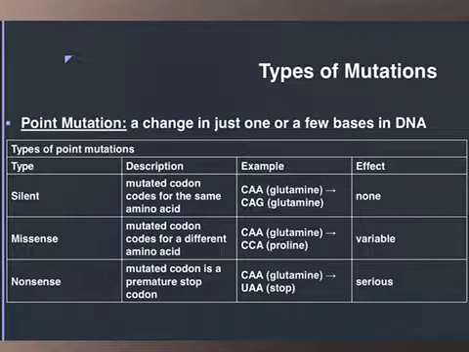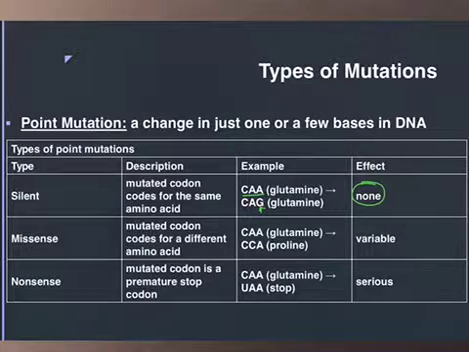So types of mutations. A point mutation is when you change just one or a few bases, and these point mutations get grouped into 3 categories: either silent, missense, or nonsense. A silent mutation is when the mutated codon codes for the same amino acid, so like CAA, and then we change just the last A to a G, and we get the same amino acid, so there's no effect. So a mutation happened, but there's no effect, and so this would be one of those neutral effects that we talked about earlier.